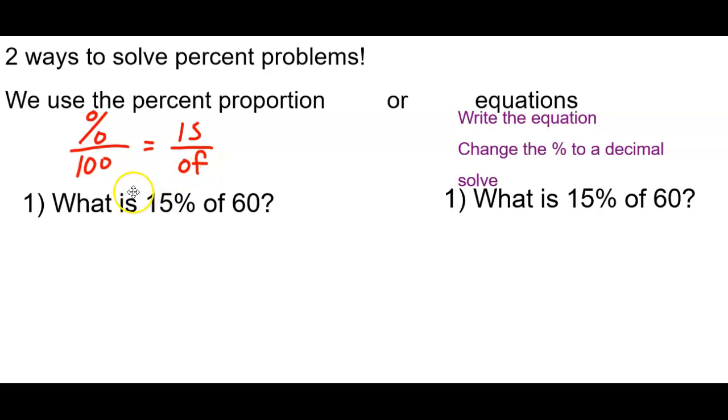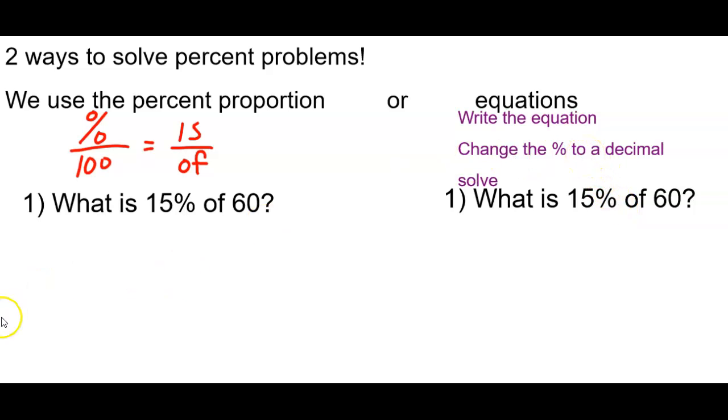So what is 15% of 60? So what don't I know? I don't know the is part because I definitely know the percent part, right? This would be 15 over 100 because this is my percent. And then my x would be my is, and my 60 would be my of. So we're going to look at that. And then we could also write it in an equation, change the decimal, and then solve. But we have to remember to change the decimal in this one.